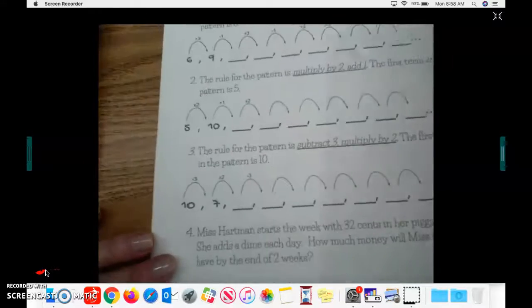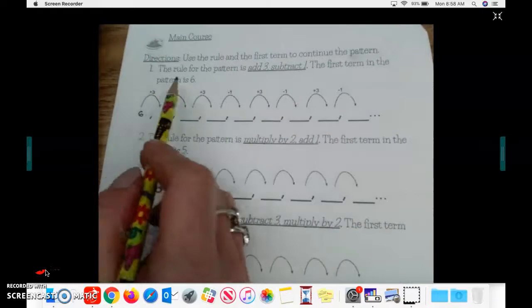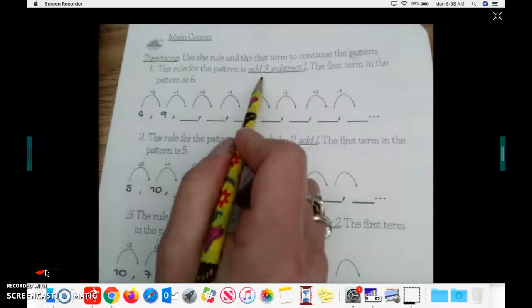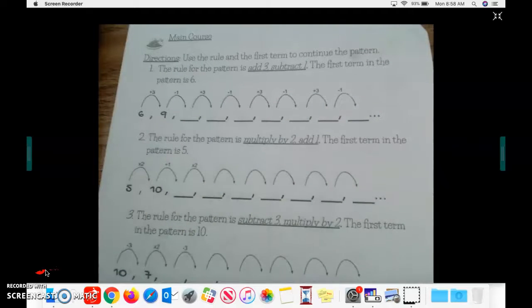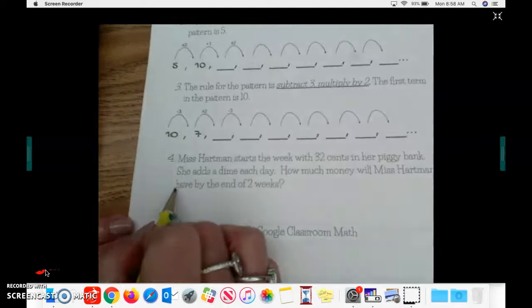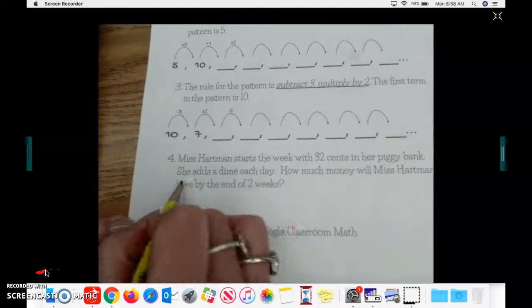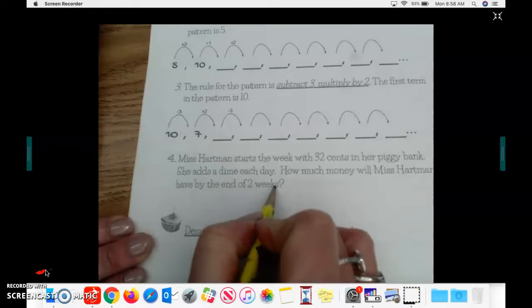I'm going to flip to the main course. On the main course, again, you're going to identify the rule, which for numbers 1, 2, and 3, they've given you the rule. I'm going to follow that rule, and it's actually listed right here above each step. And then finally, number 4, Miss Hartman starts the week with 32 cents in her piggy bank. She adds a dime each day. How much money will Miss Hartman have by the end of 2 weeks?